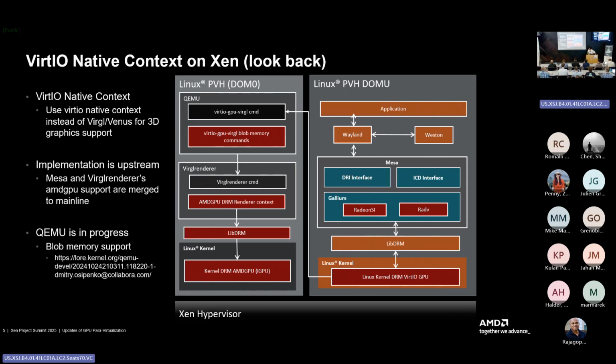Most of the changes are already upstream, for example Mesa and virglrenderer. AMD support is already merged into the mainline, and only QEMU is still in progress. QEMU will be introducing blob memory. Blob memory is the video memory, similar to the video memory in the guest. So it is a hard requirement for VirtIO GPU on AMD GPU as well, so we need to introduce blob memory support in the VirtIO GPU emulation at the QEMU side.